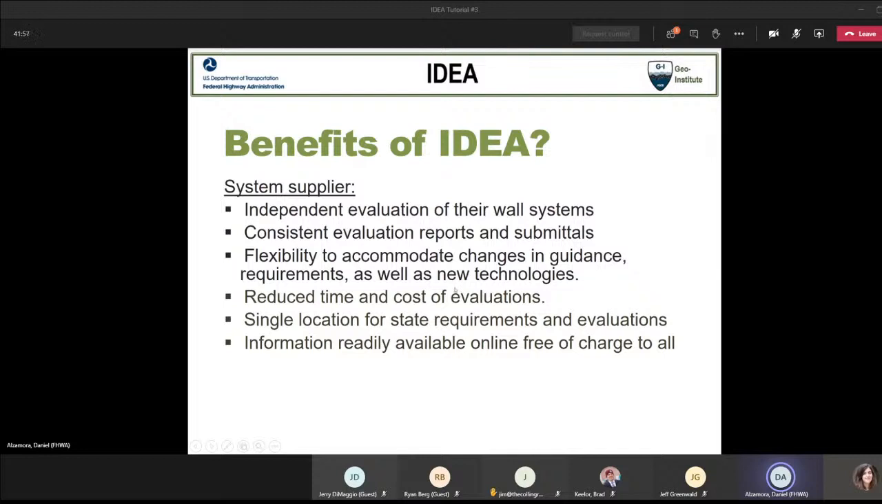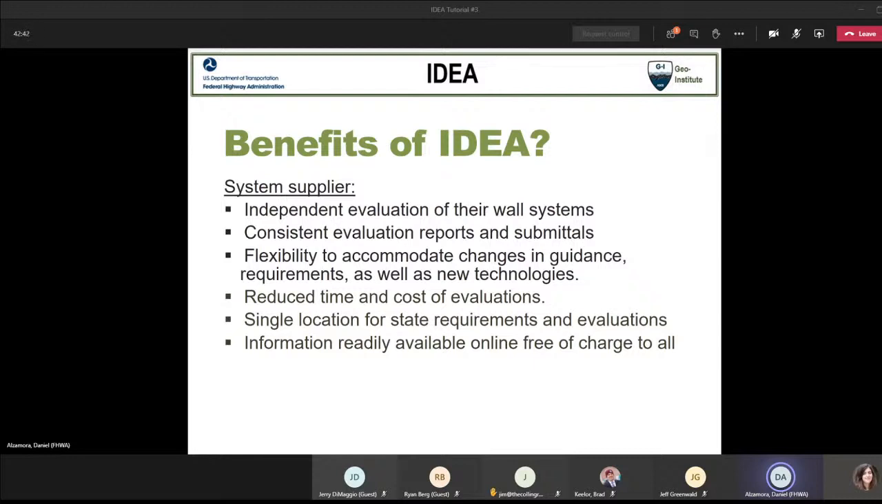For the system suppliers, from the opposite side of that coin, you have very similar benefits. You have an independent evaluation of the systems, which you can promote to your clients, the contractors, consultants, and so on, for inclusion into their project. It's a consistent evaluation report submittal. So again, it makes it easy for both sides of that coin, the supplier side as well as the owner side. And again, the flexibility is a benefit to both.